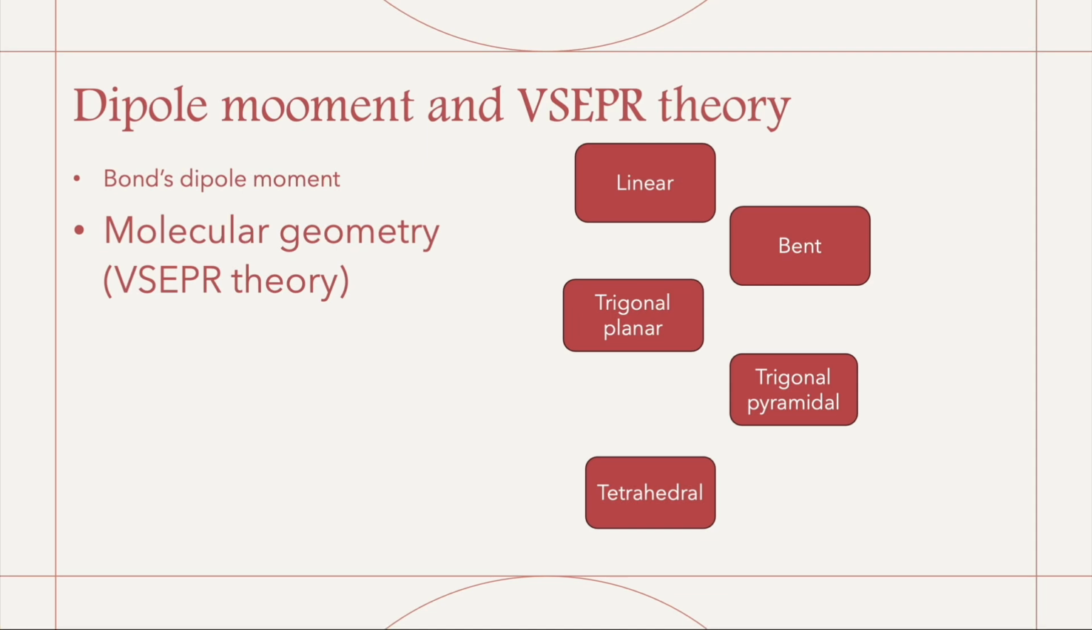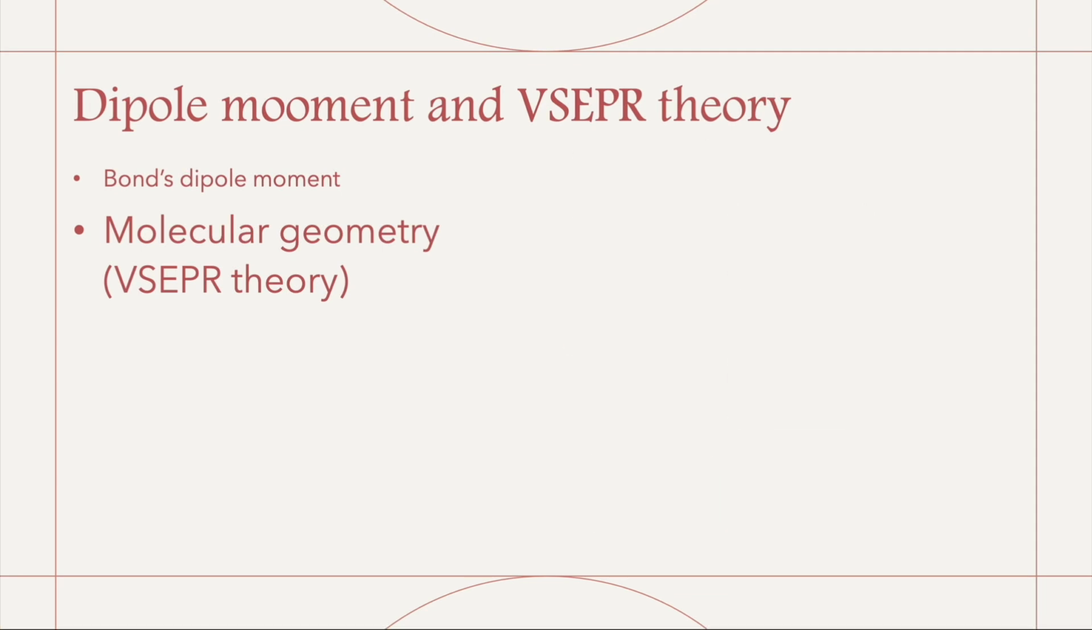And lastly, we have tetrahedral with 109.5 degrees, such as in CH4 or CF4, in which the bond is polar but the molecule is nonpolar because it's so symmetrical. So the key rule is that in symmetrical shapes, such as a linear shape, a trigonal planar shape, or a tetrahedral shape, we have a nonpolar molecule if the outer atoms are the same. And in asymmetrical shapes, such as bent or trigonal pyramidal, we have a polar molecule because dipoles do not cancel each other.